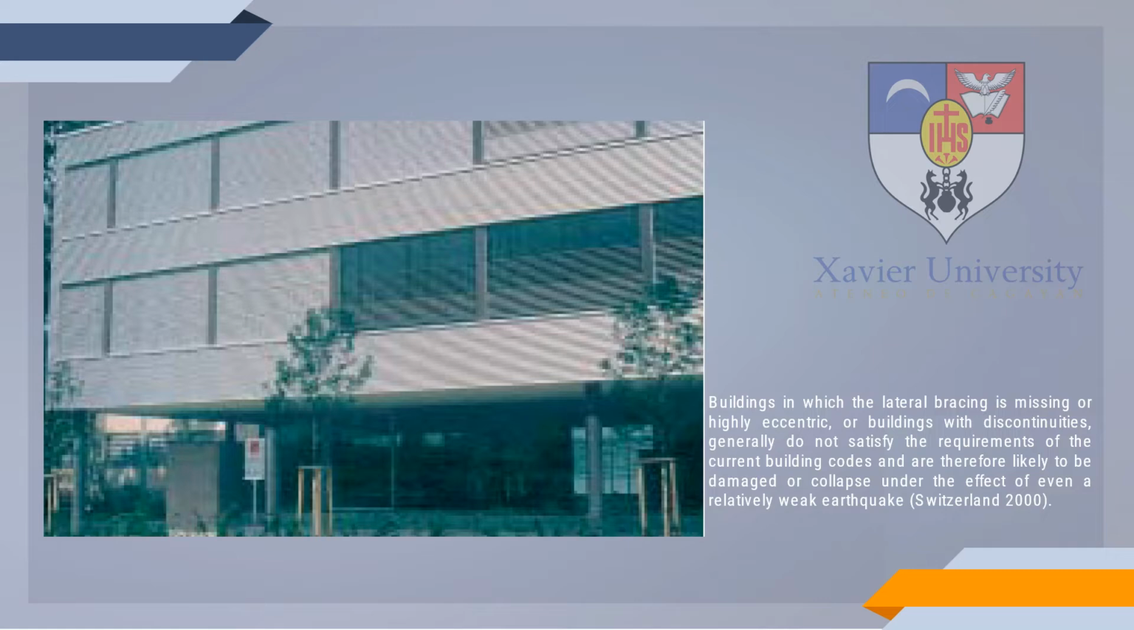So we also have here another picture. Buildings in which the lateral bracing is missing or highly eccentric, or buildings with discontinuities generally do not satisfy the requirements of the current building codes and are therefore likely to be damaged or collapse under the effect of even a relatively weak earthquake.